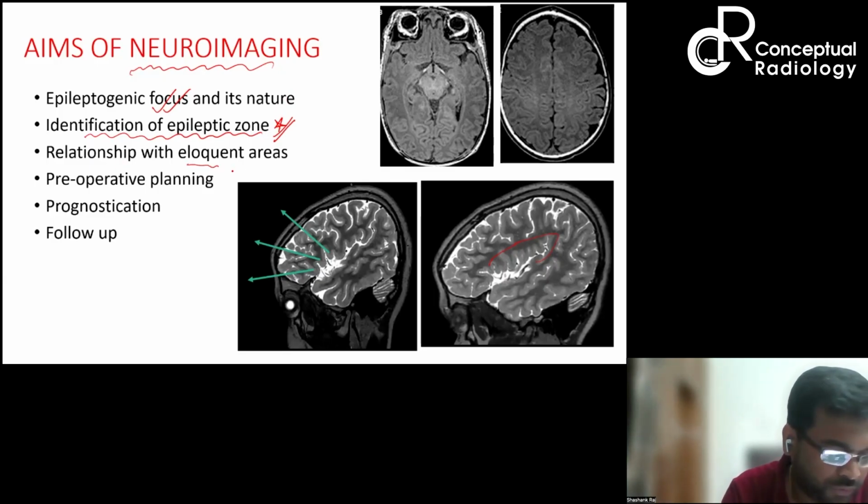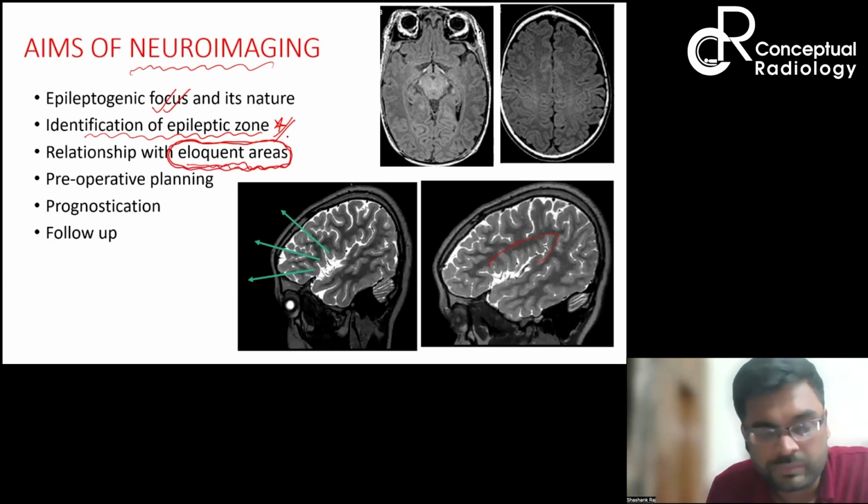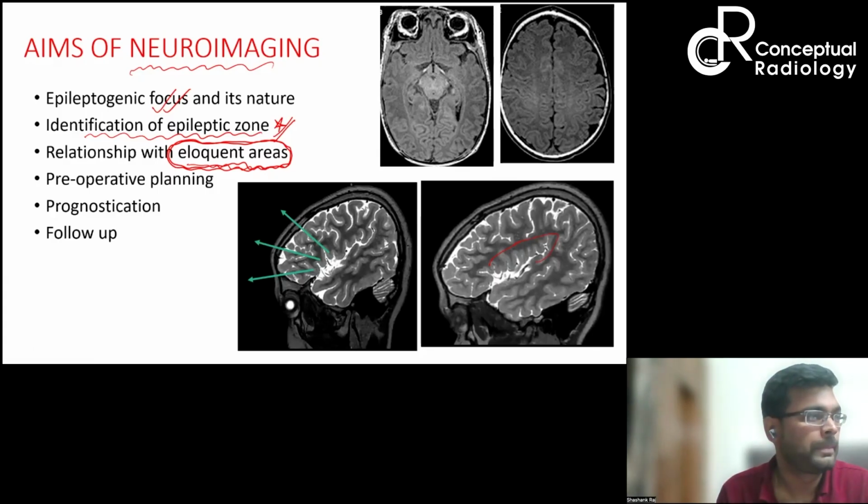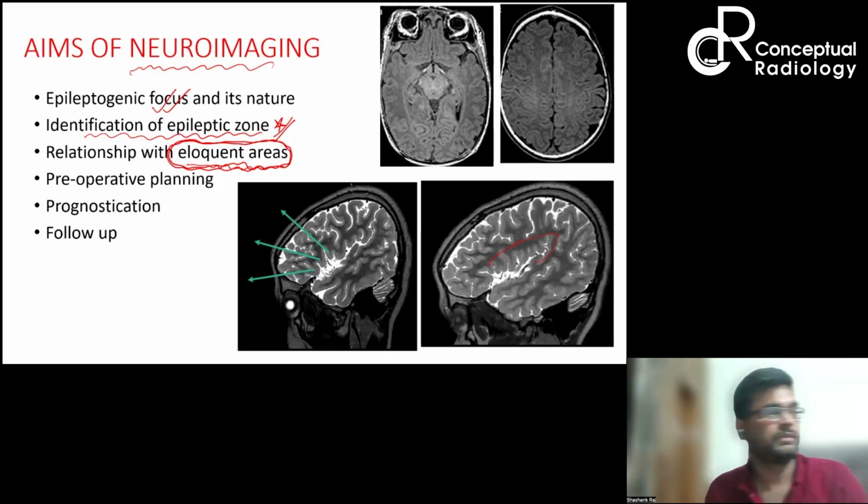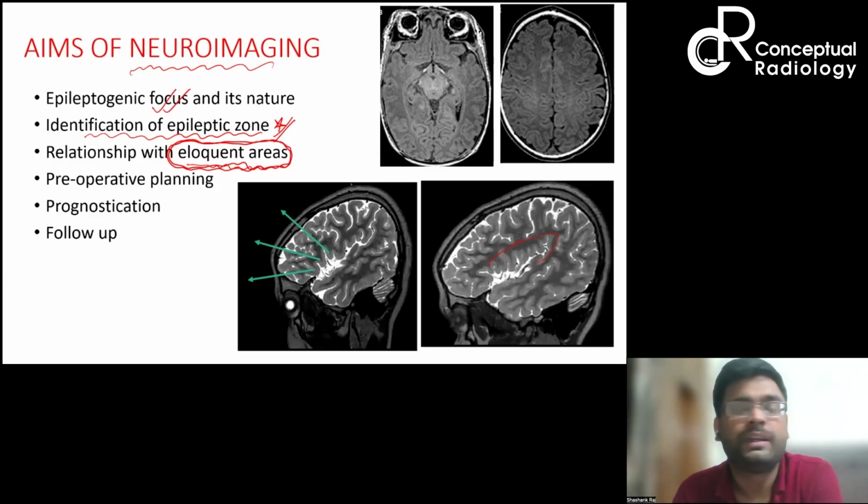Then what is the relationship with the eloquent areas? What do you mean by eloquent areas? The relationship of the lesion with the eloquent areas. Let me look at the chat box. Speech, motor, sensation. Right. Eloquent areas are basically important areas in the brain that directly control functions. Any injury to eloquent areas will lead to major focal neurological deficits.